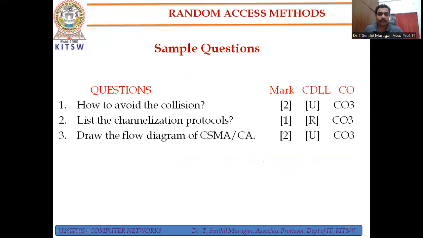How to avoid the collision? We can use collision avoidance techniques: interframe space, contention window, and acknowledgements. And list the channelization protocols. What is channelization, and what are the protocols? You just think about it. And draw the flow diagram of CSMA/CA. We discussed that flow diagram just now, so you try it yourself.